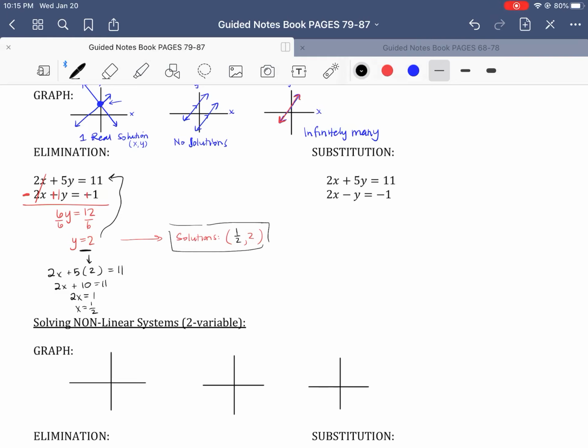Okay. Now, substitution, your goal was really to solve for one of the variables and substitute it into the other equation. So let me show you here. On this one, y doesn't really have a coefficient, so I'm going to actually solve for that y. So again, if I take 2x minus y equals -1, and I subtract the 2x over to the other side, I'm trying to solve for y, I get -y is equal to -2x minus 1.